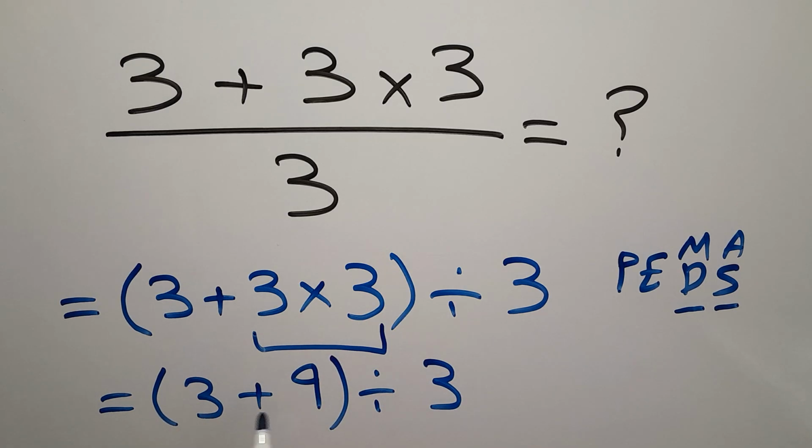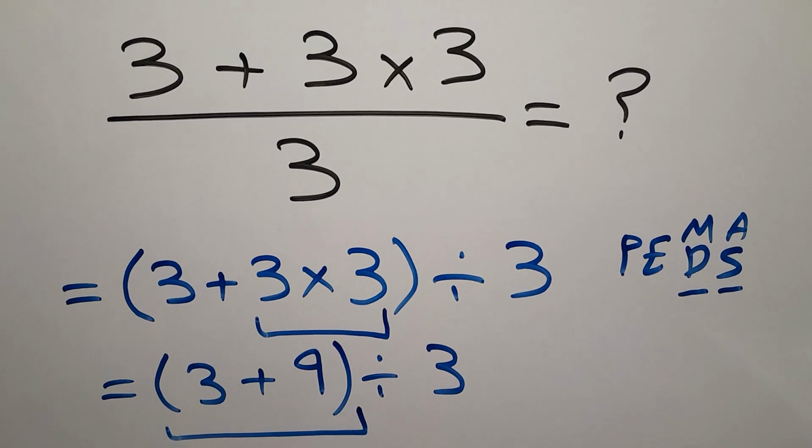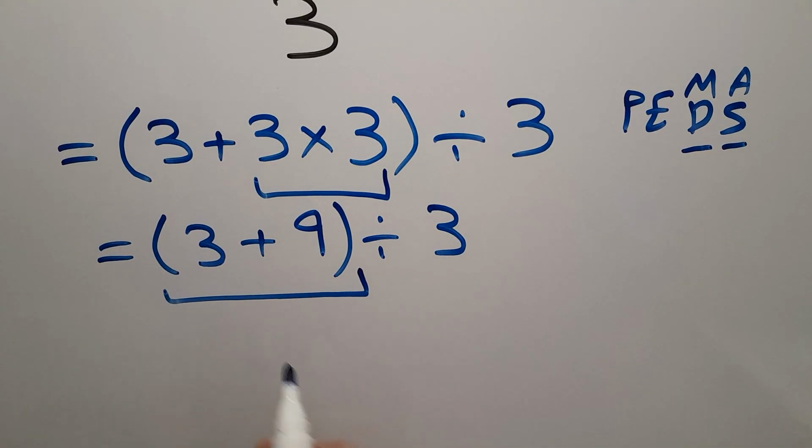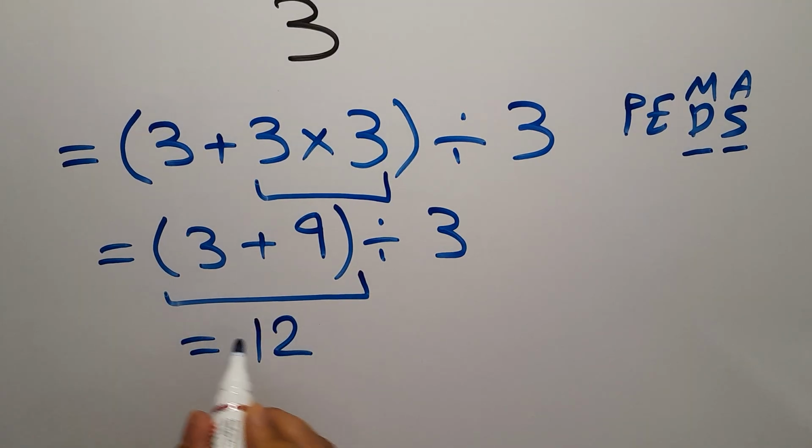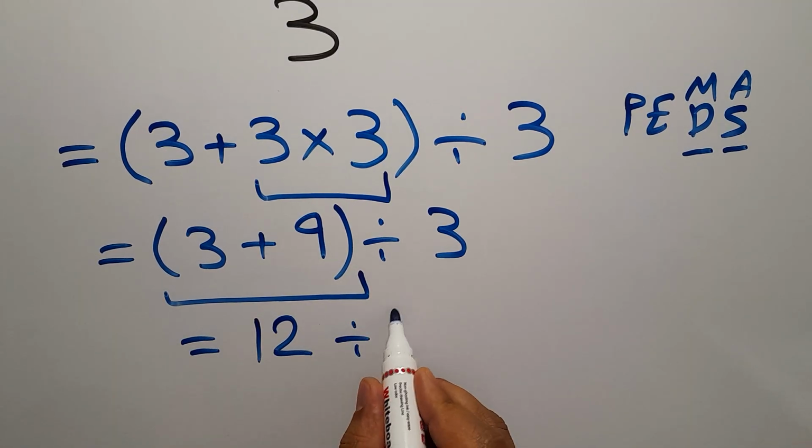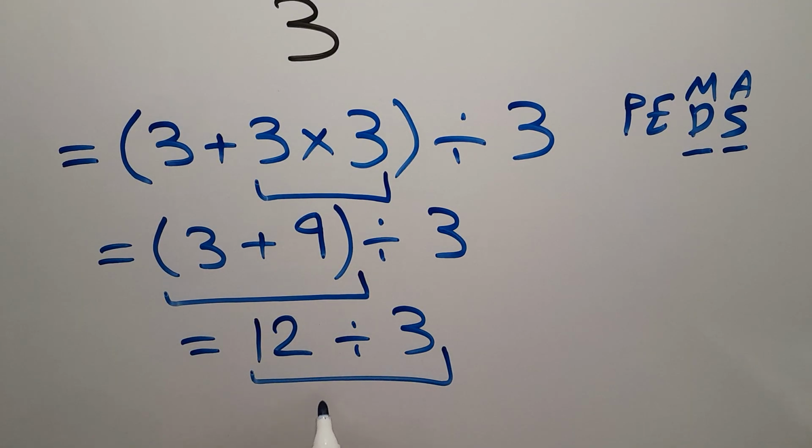Now, 3 plus 9 gives us 12. So, 12 divided by 3 equals 4. So, therefore, our final answer to this problem is just 4.